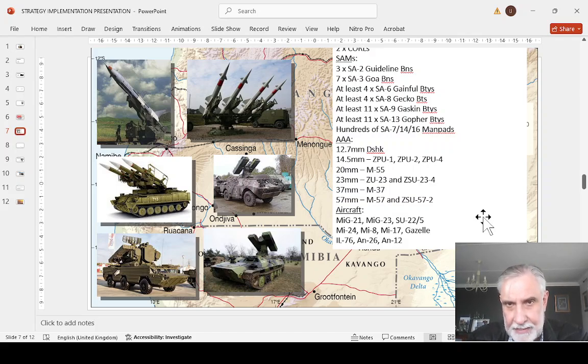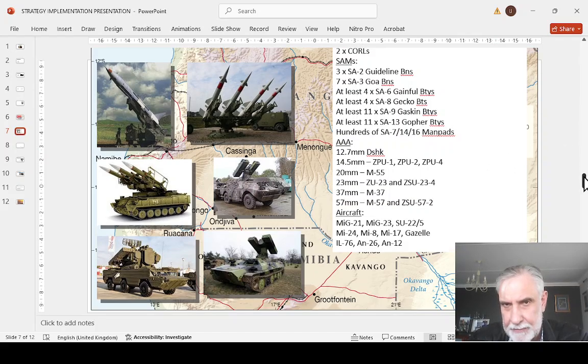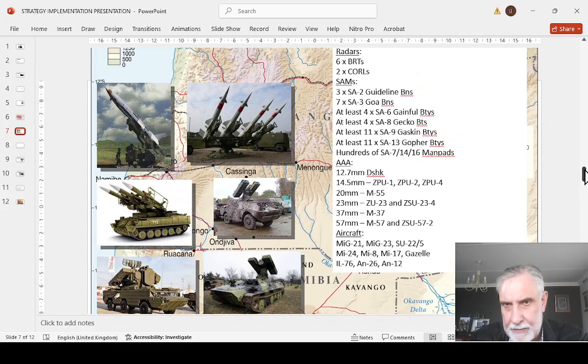Okay, let's take a look at the SAMs. Let me try and draw this down. Okay, so there were 6 radar battalions in southern Angola and 2 radar companies. SAM, surface-to-air missiles. Now, there were 3 SAM-2 Guideline battalions. So SAM-2 was a massive missile, pictured at the top left: 2.5 tons, 11.2 meters long, effective slant range 45 kilometers, altitude 85,000 feet, Fan Song fire control radar.